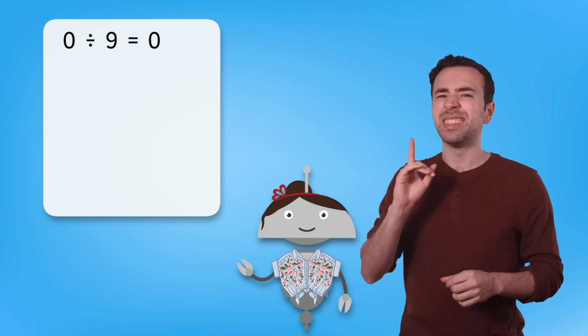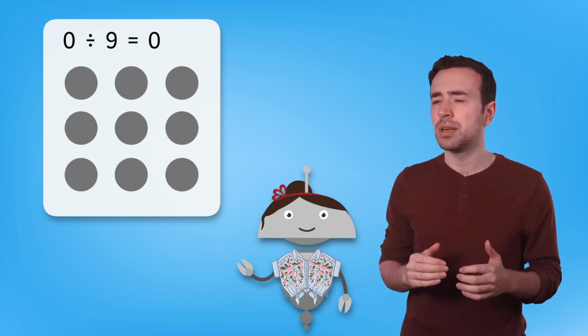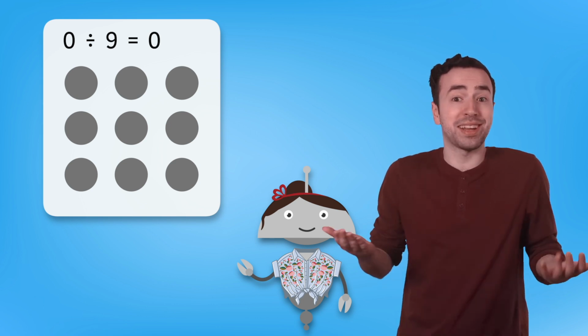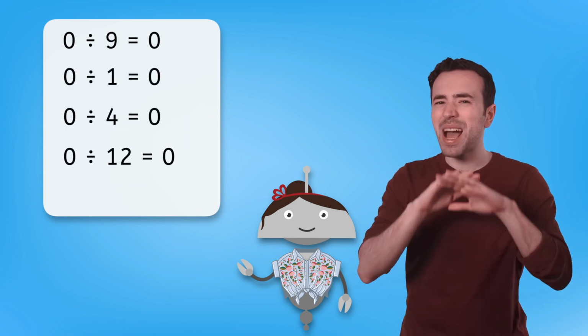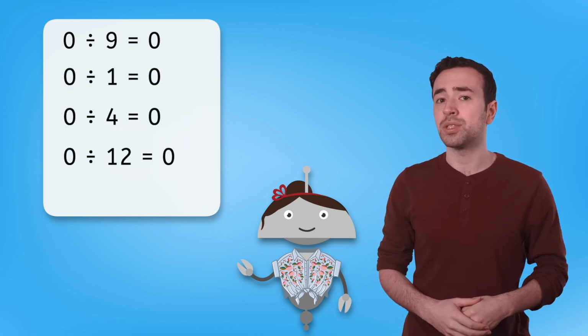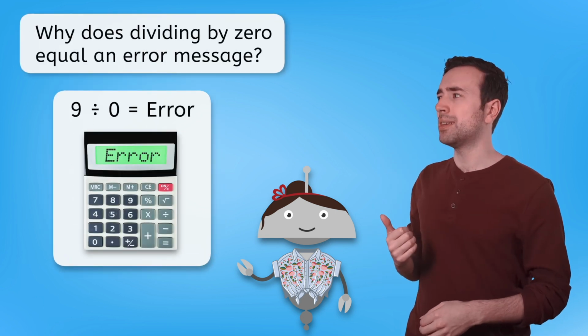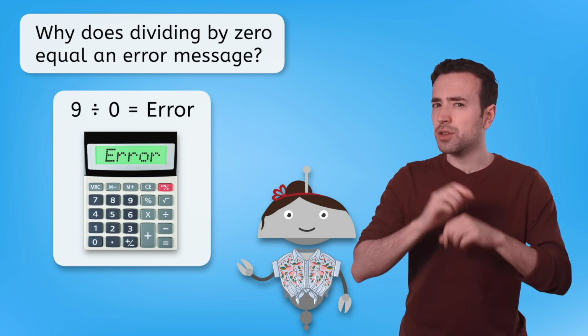If I have 0 hamburgers, and I need to divide them into 9 groups, why is the answer 0? Because I didn't have any burgers to start with, right? Dividing nothing, or 0, into groups always means there's nothing in each group. So 0 divided by anything always equals 0. But why does dividing by 0 equal an error message? Pause here and record your thinking in your guided notes.